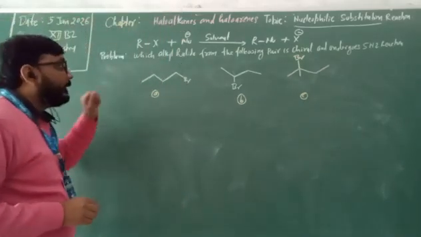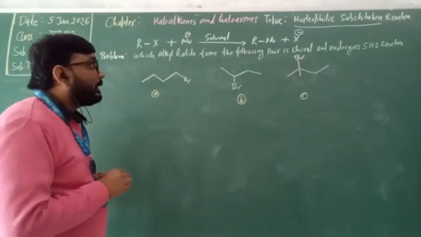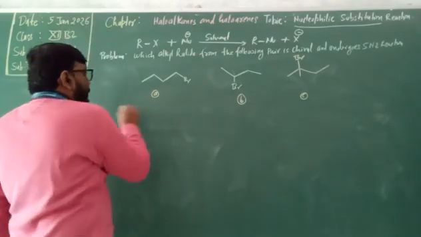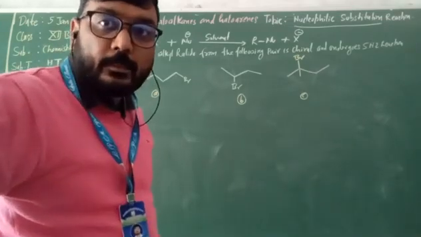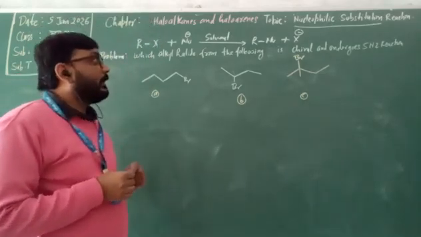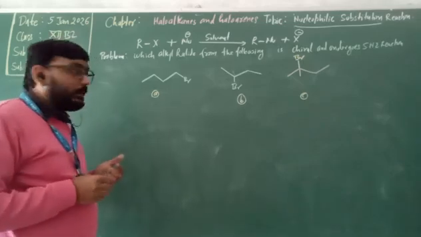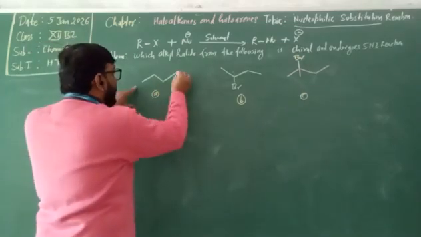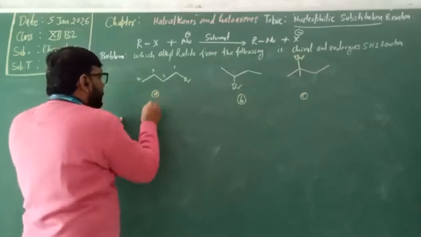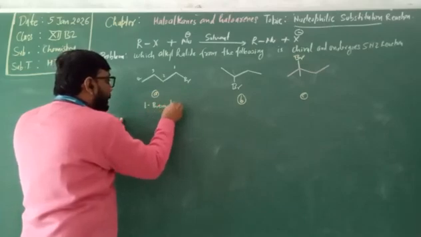Now here the problem is given. Which alkyl halide from the following pair is chiral and undergoes SN2 reaction? First of all, we identify the chiral one. Here the compounds are: this is 1-bromobutane.